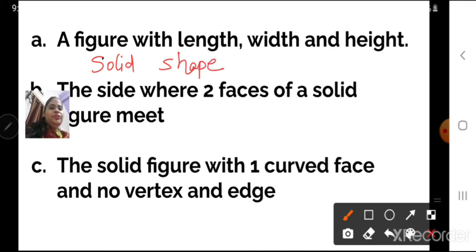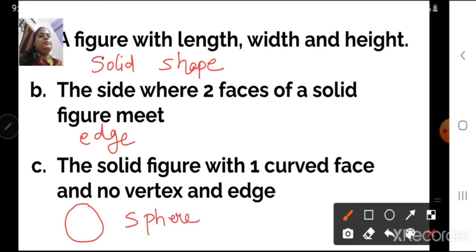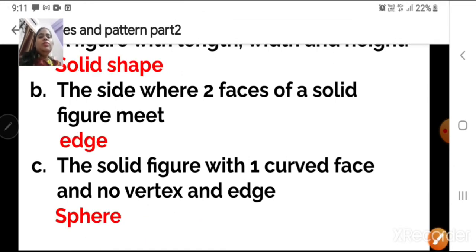The side where two faces of a solid figure meet is known as edge. Right? Next one, the solid figure with one curved face and no vertex and edge. Which type of figure is it? See children, it is a curved one with no vertex and edge. So it is a sphere. Note down the answers, children.